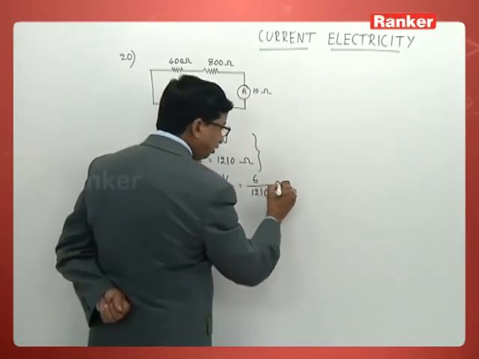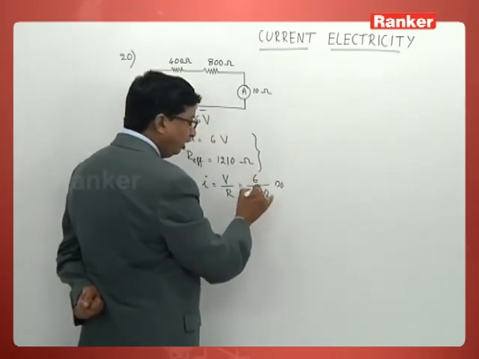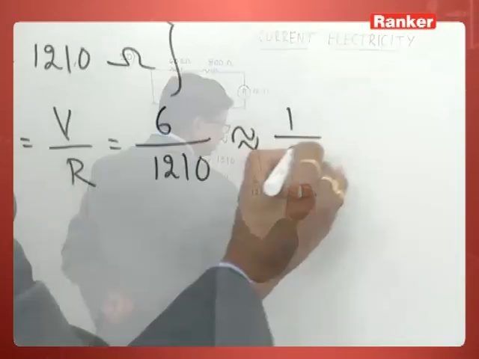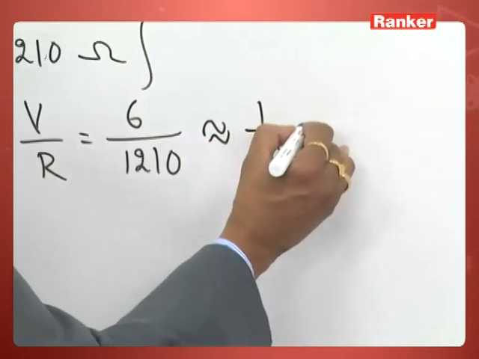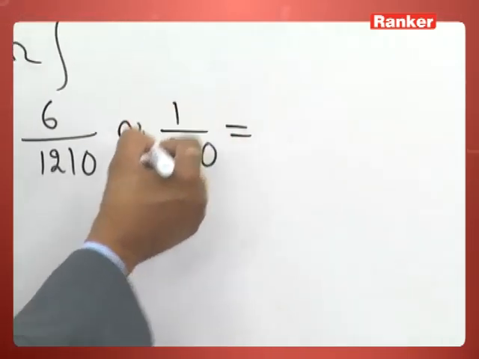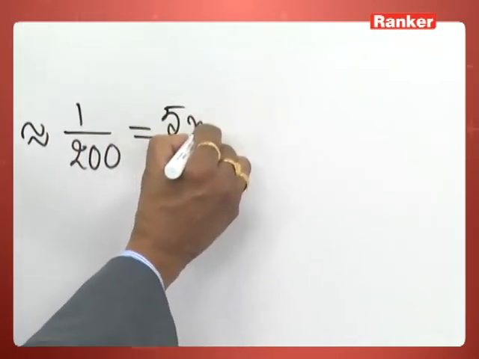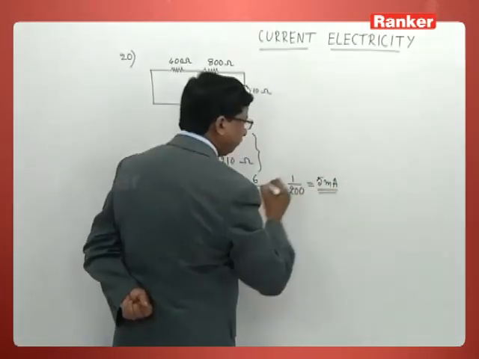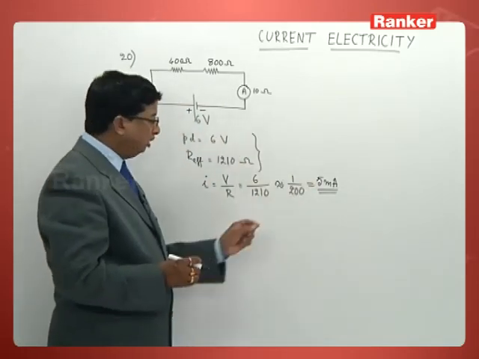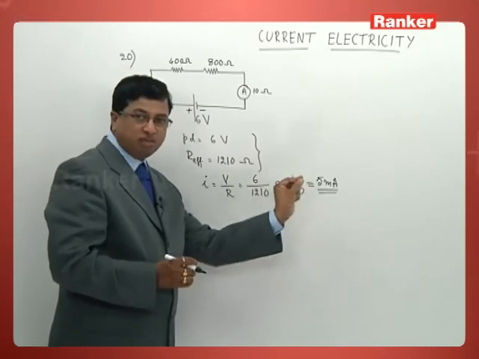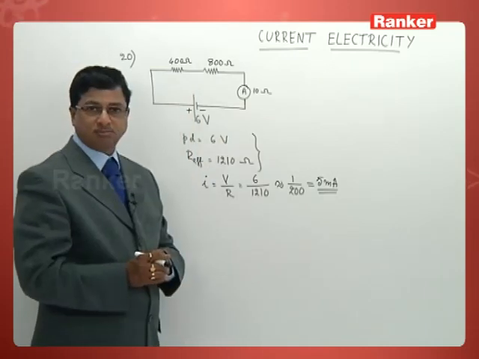Nearly, I take this one. Remember this point carefully. 6 by 1200, if I take, it becomes 1 by 200, which is nothing other than 1 by 2 being 0.5. You can directly write 5 milliampere of current. So it is a nearby answer I am taking here, around 5 milliampere. That is the total current passing through the system.